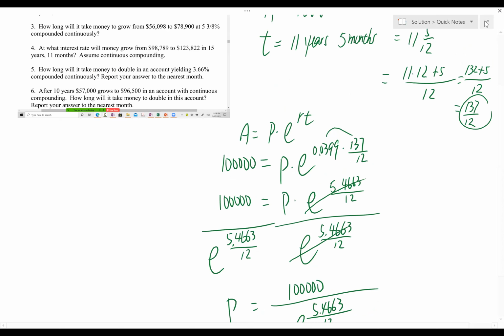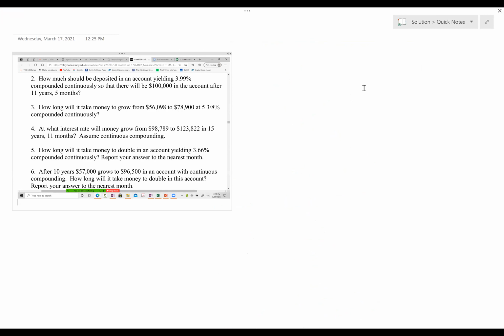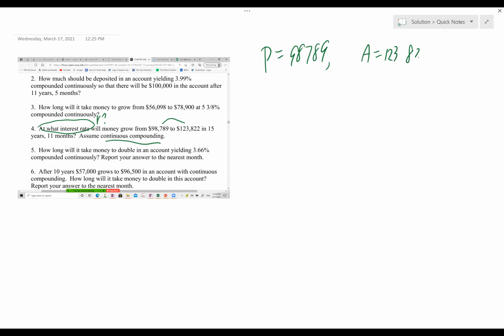Question 4. And what interest rate? So definitely we're looking for the interest rate. The money grew from $98,789 to $123,822 in 15 years and 11 months, assuming continuous compounding. Initial investment or principal is $98,789. Ending balance is $123,822. Time t is also given, 15 years, 11 months.